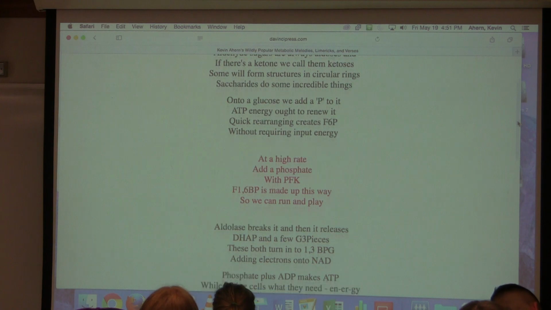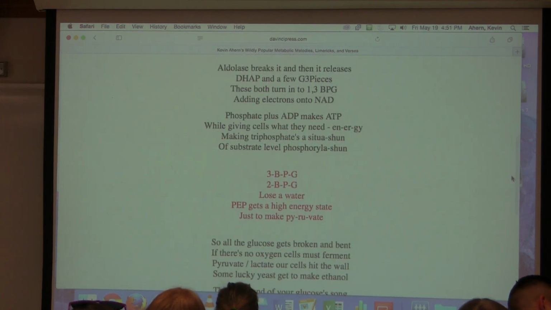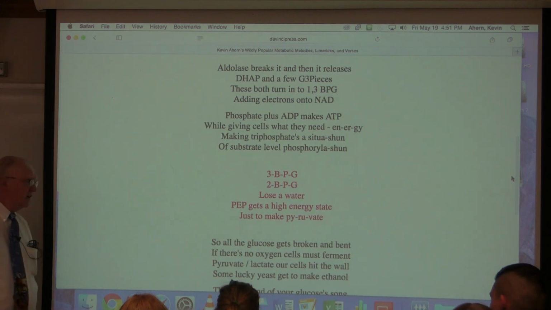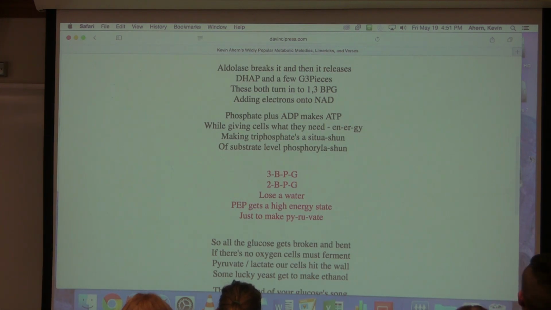Aldolase breaks it, and then it releases DHAP and a few G3 pieces. These both turn into 1,3-BPG, adding electrons onto NAD. Phosphate plus ADP makes ATP, while giving cells what they need, energy, making triphosphates a situation of substrate-level phosphorylation. 3-BPG, 2-BPG, lose a water. PEP gets a high energy state just to make pyruvate.